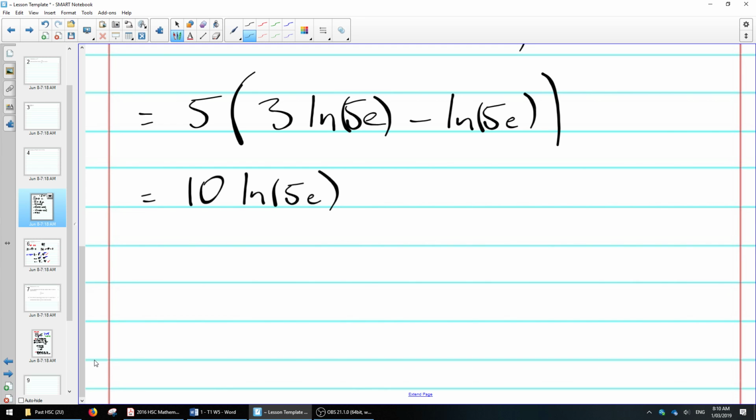So if I ask you what's 3x minus x, you'd say 2x, right? And then I just did that 2 times 5, which is 10. So instead of x, I've got ln 5e, but they're still like terms. At the end of the day they are like terms. So 5 ln 5e minus ln 5e is 2 ln 5e, and 5 times 2 ln 5e is 10. There you go.